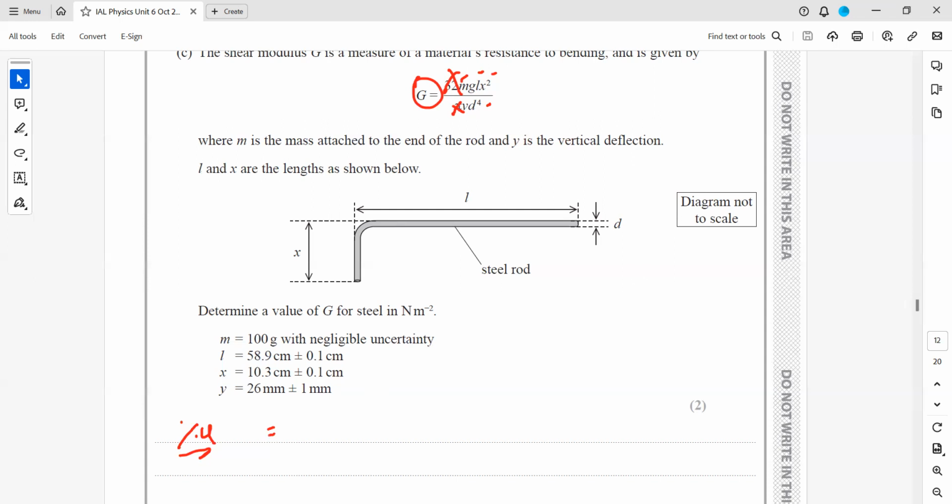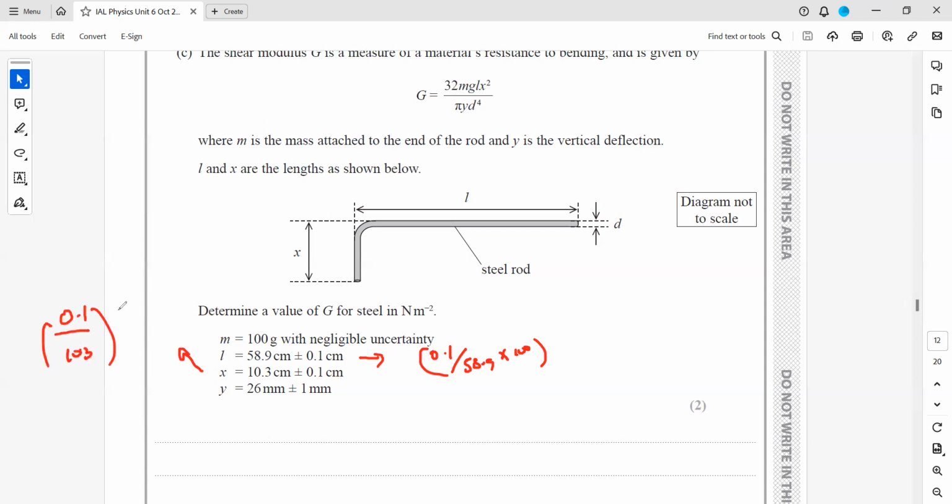Starting with L, this will be 0.1 divided by 58.9 multiplied by 100. L is there once, so it's the same thing. Then what is the uncertainty in X? It will be 0.1 divided by 10.3 multiplied by 100. But this is X square, so what will happen to the total uncertainty? It will be multiplied by 2 because it's X square.